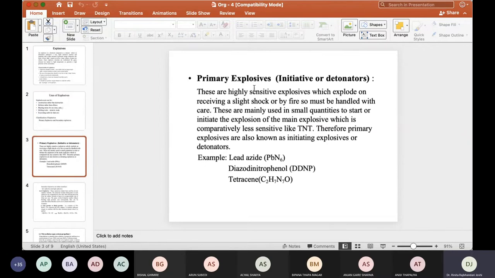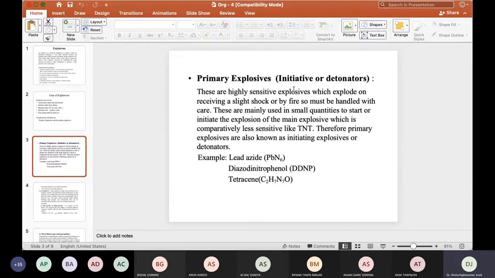And when you see the primary explosive, what does it mean? Which type of explosive is said to be the primary explosive or the initiative, or it is also known as the detonators? Okay, these are highly sensitive explosives which explode on receiving a slight shock or by fire, so must be handled with care. They are very sensitive, so with a little disturbance they explode, but they do not have that much high energy content.